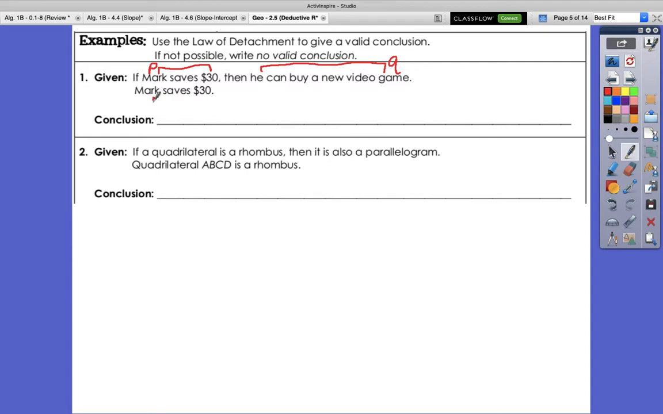Mark saves $30. That's our P. So this follows our guide for the symbols word for word here. We have a true conditional statement and we have a restatement of the hypothesis. So what's the conclusion we can draw? Well, since Mark saved $30, Mark, or he, can buy a new video game.